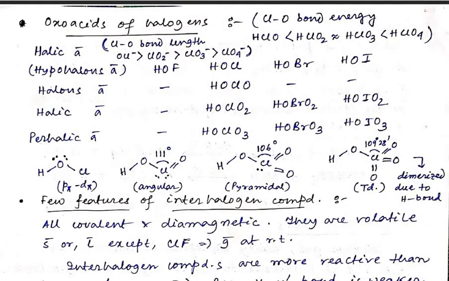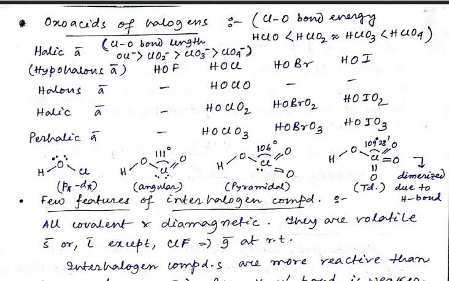In the case of bromine, it can form three different types of oxoacids, and their names are hypobromous acid, bromic acid and perbromic acid. In the case of iodine, it can form HOI, which is known as hypoiodous acid, HIO3, which is known as iodic acid, and HIO4, which is known as periodic acid.